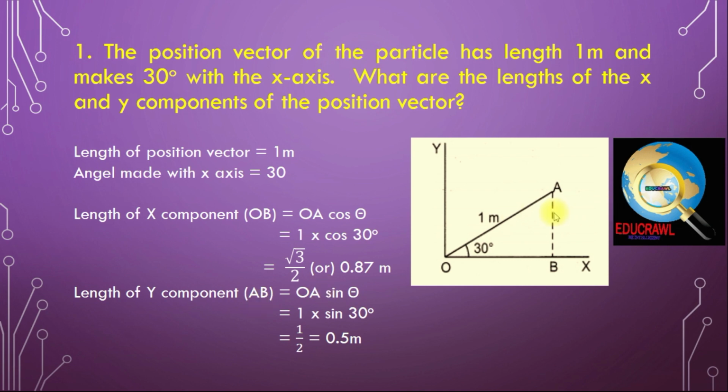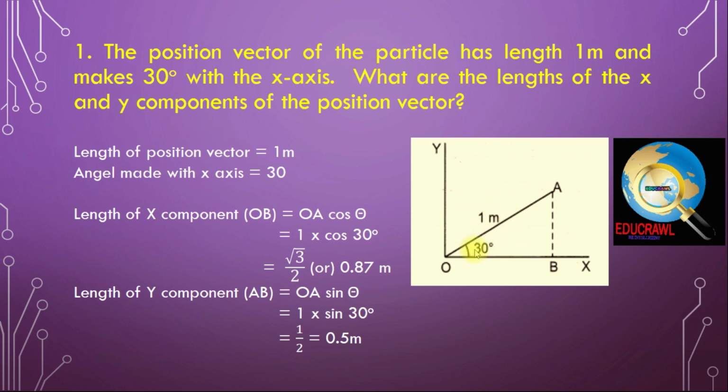From the figure you can see length of x component is nothing but OB and length of y component is nothing but AB. Our aim is to find the value of OB and AB. For that, consider this small triangle OAB. In this triangle OAB, first let us find cos theta, that is cos 30 degree. So cos theta, we know the formula as cos theta is equal to adjacent by hypotenuse.